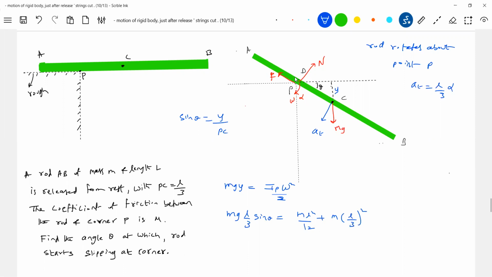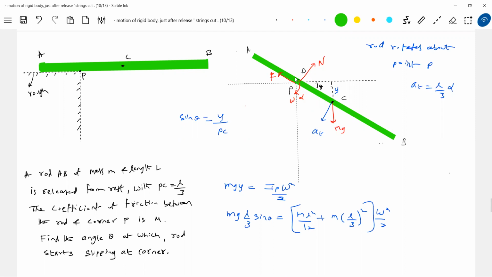From where did I bring this equation? From the parallel axis theorem, the moment of inertia of the rod about the axis passing through point P. The axis passes through point P perpendicular to the plane of the paper. Parallel axis theorem: mL squared by 12 plus m into L by 3, PC, whole squared.